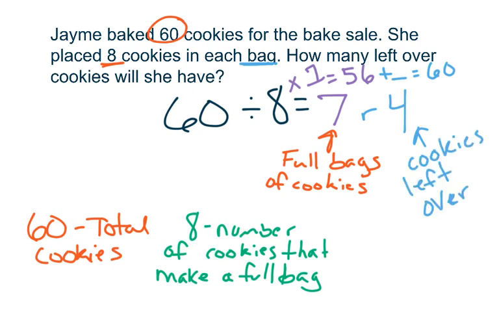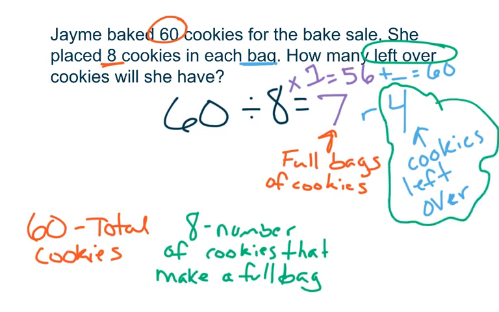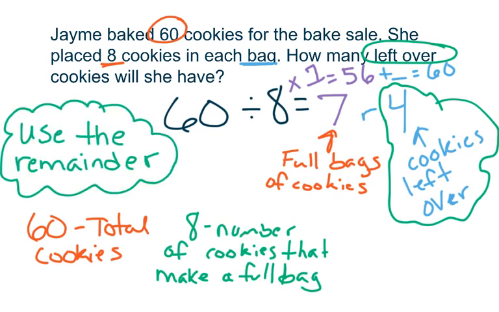Now I need to go back into my question and figure out what it's asking me. My question says, how many leftover cookies will she have? Well, because my remainder represents my leftover cookies, this is a use the remainder problem. I would use my remainder to get my answer. So my answer would be 4 leftover cookies, and I found that out by using my remainder in my division problem. All right, let's take a look at another one.